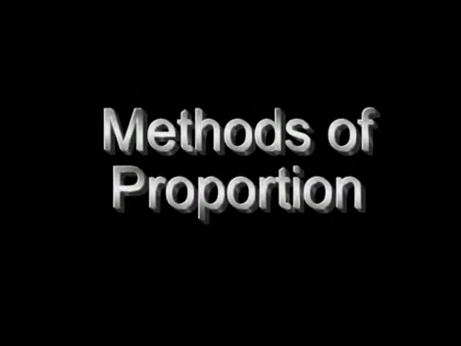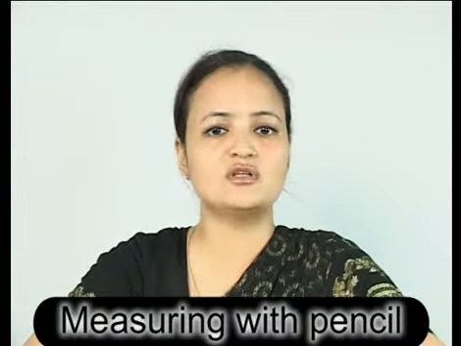Methods of proportion. This chapter provides you with two kinds of devices that will enable you to better judge the proportion of things as you see them. The first is the use of a viewfinder, which is used in art involving landscape and portraits. The second is measuring with your pencil, which will assist you in seeing the proportions of a particular shape.